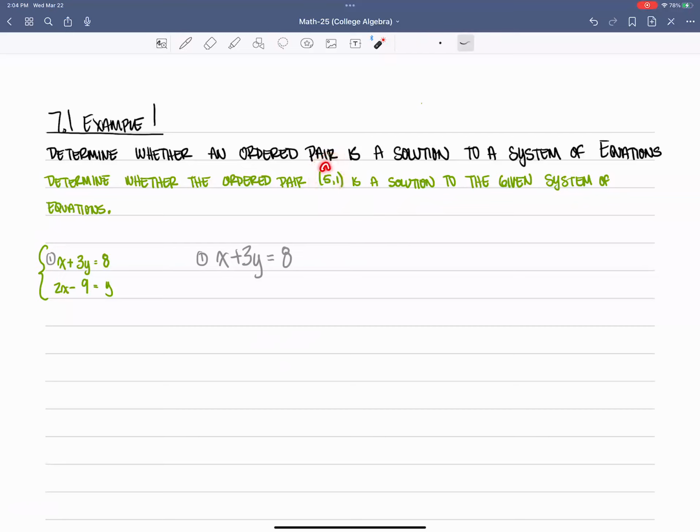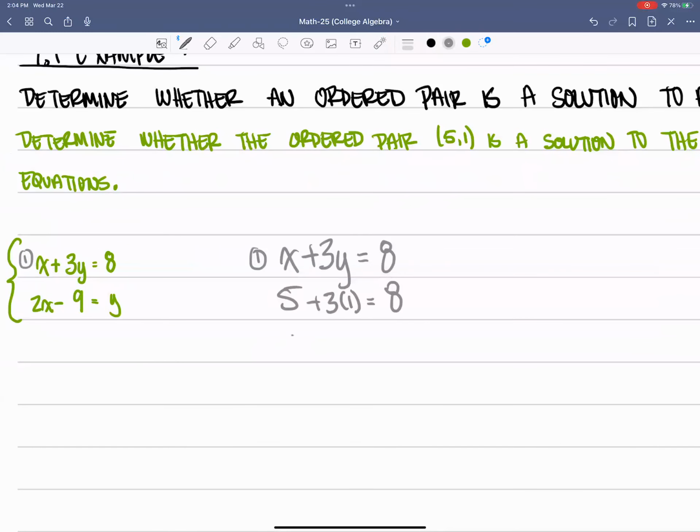Equation 1, we have x plus 3y is equal to 8. Ordered pairs are in the form (x, y). So we're going to plug in 5 for x, and 3y is going to be 3 times 1, and that's equal to 8. A little bit of algebra: 5 plus 3 times 1 is 3, equals 8. We have 8 is equal to 8. So here we've satisfied the first equation.